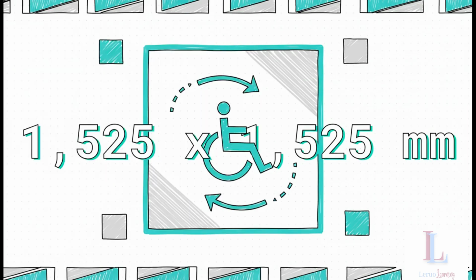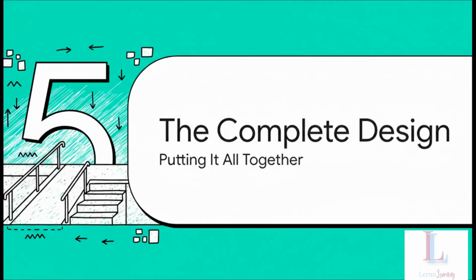And they have to be big enough. The minimum size, especially if you need to make a turn, is 1,525 millimeters by 1,525 millimeters. That gives a wheelchair user plenty of space to stop, pivot a full 90 degrees, and keep going without a struggle. Okay, so we've got all our rules, all our core principles, the right gradient, the right width, safe handrails, and those vital landings. Now, let's see what it looks like when a designer puts it all together.